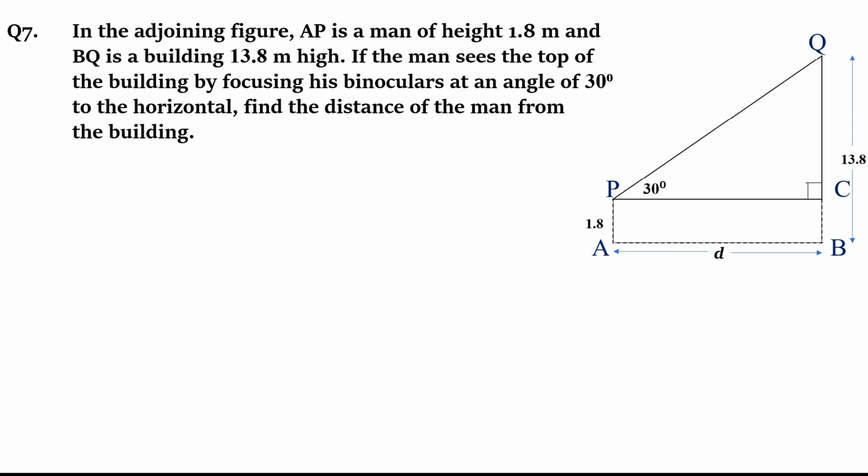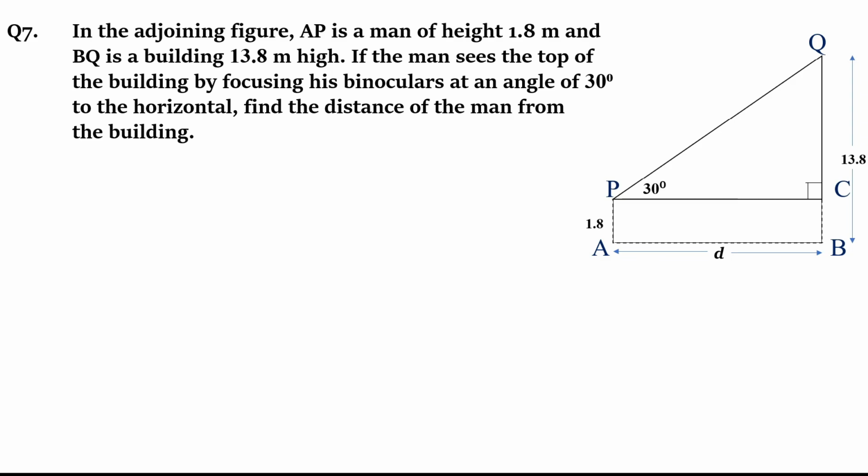So here we have BQ, it is the complete height of the building, Q is the top of the building, B is the foot of the building. In AP, A is the foot of the man and P is the head of the man. This is the head from where he will see the top of the building, if the man sees the top of the building by focusing his binoculars at an angle of 30 degree.